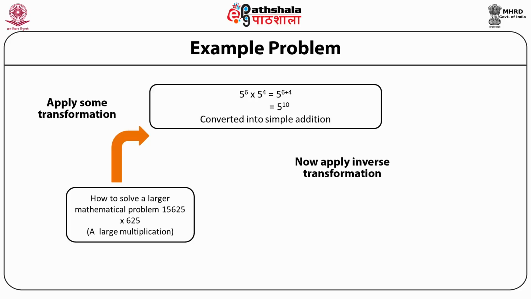Now what we have to do? We have to take an inverse of 5 power 10. How can we take a 5 power 10 inverse? It is better that we refer to a table which has all the powers of 5 written down.